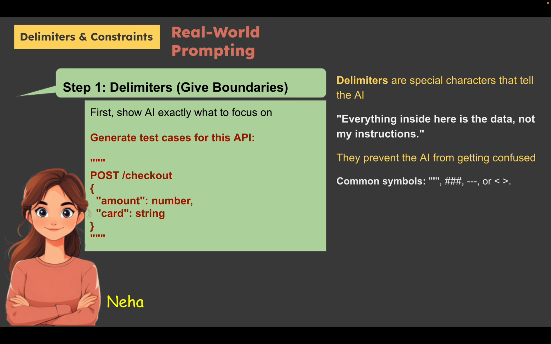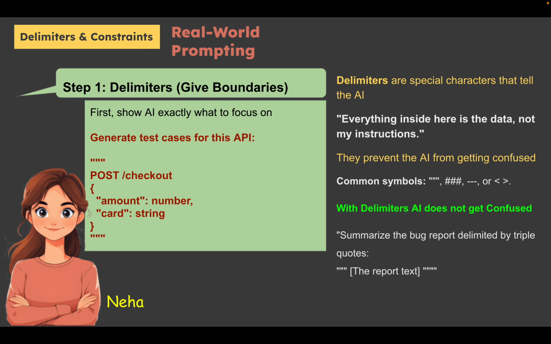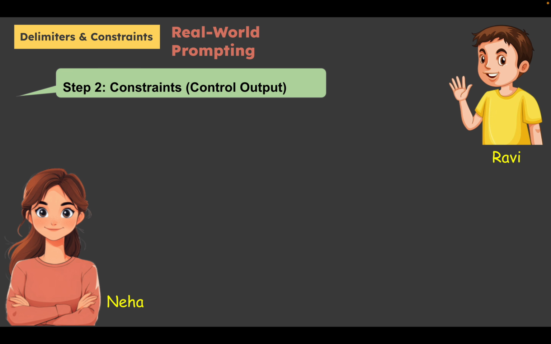So you can use common symbols like triple quotes, hashes, etc. So for example, if you say summarize the bug report delimited by triple quotes and then you give triple quotes and give your exact bug report, it will give you much better and useful responses. Okay, so this is how we use delimiters.